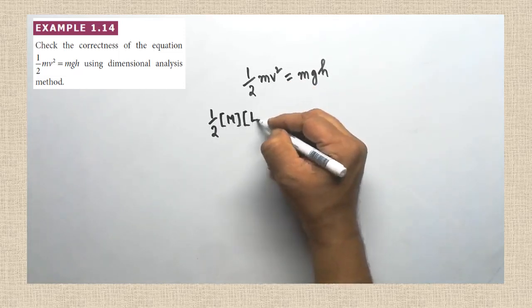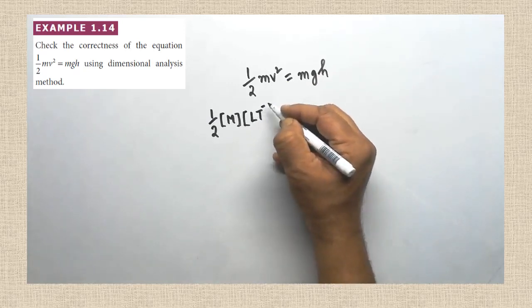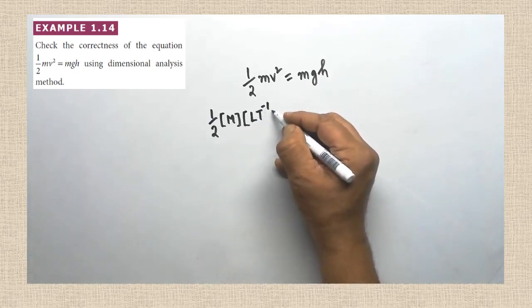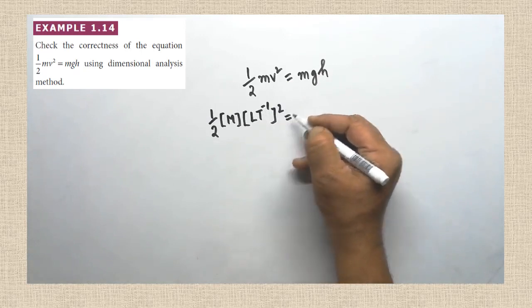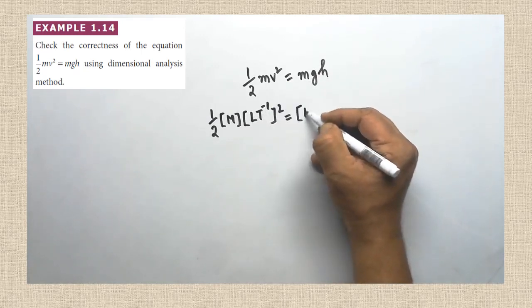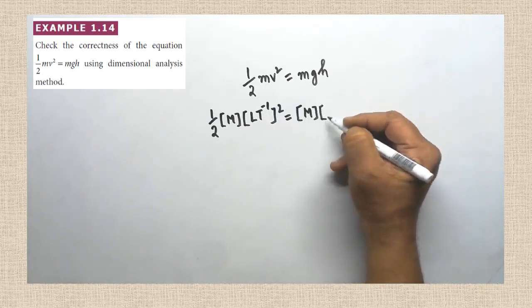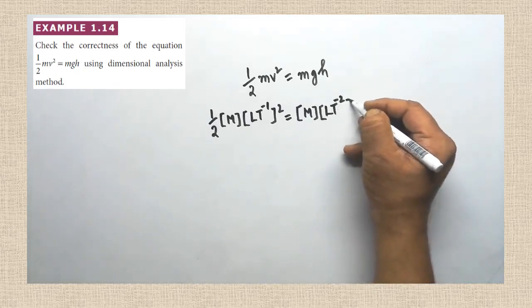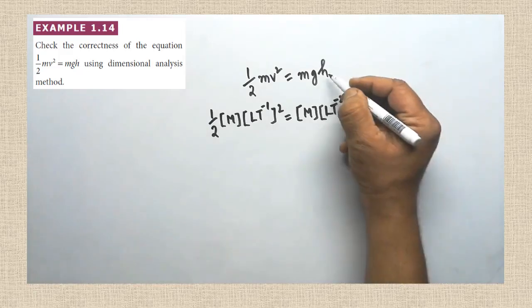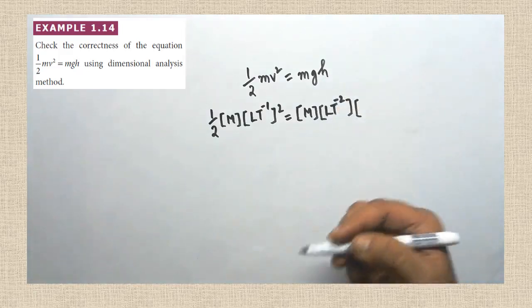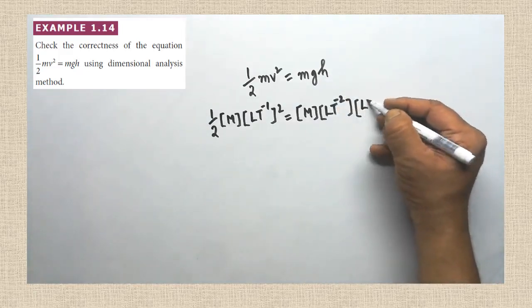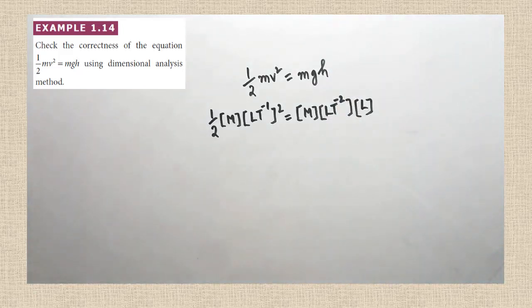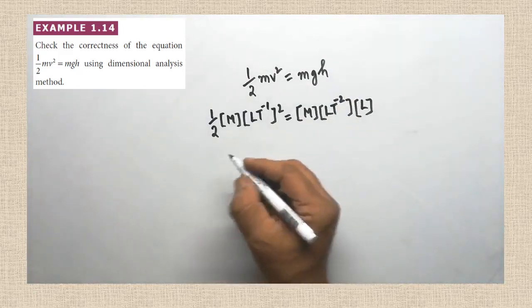Dimension of velocity is LT to the power of minus 1, that must be squared. The dimension of mass is M. Dimension of acceleration due to gravity is LT to the power of minus 2. Dimension of height is nothing but it's a kind of length, so its dimension is also L. Are you clear? Now you have to try to simplify this.